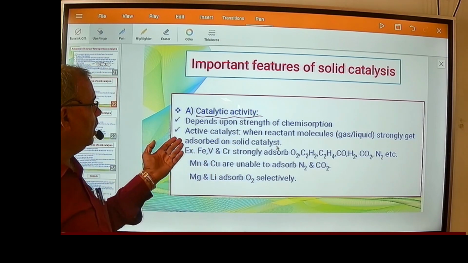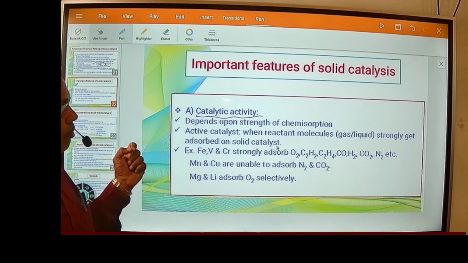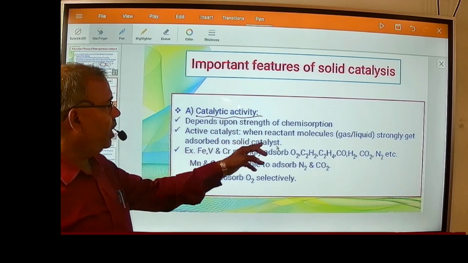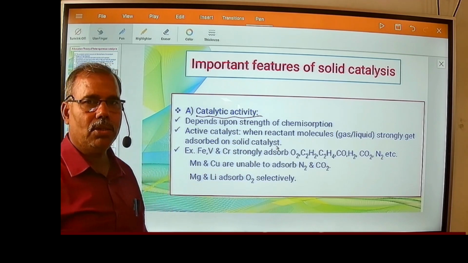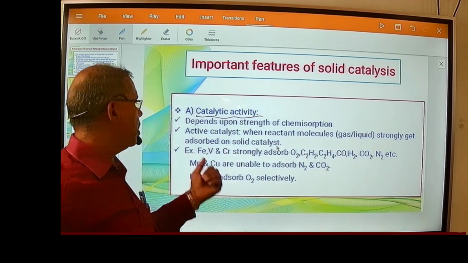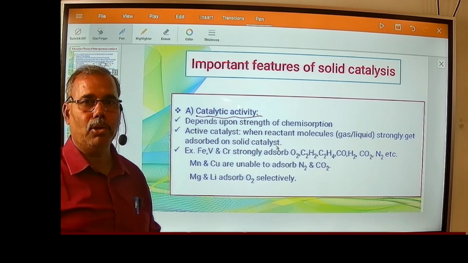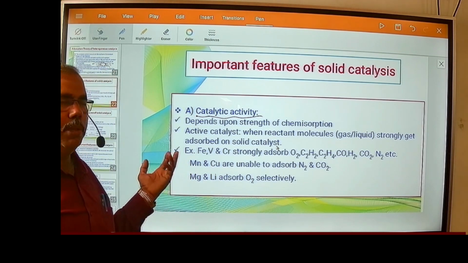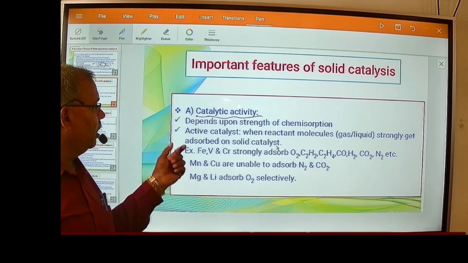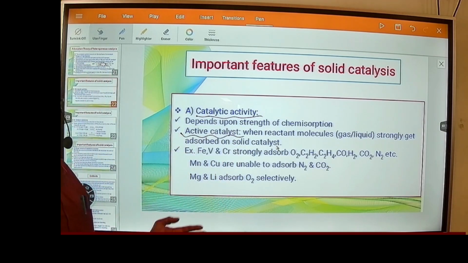Then active catalyst, that catalyst is said to be active which adsorbs the adsorbate molecules strongly. That is, when reactant molecules, may be in the gaseous state or liquid state, strongly get adsorbed on solid catalyst. That means when reactant molecules, that is adsorbate molecules in the process, strongly get adsorbed on the surface of the catalyst, that is adsorbent, then we say that catalyst is active catalyst. Here some examples are given.